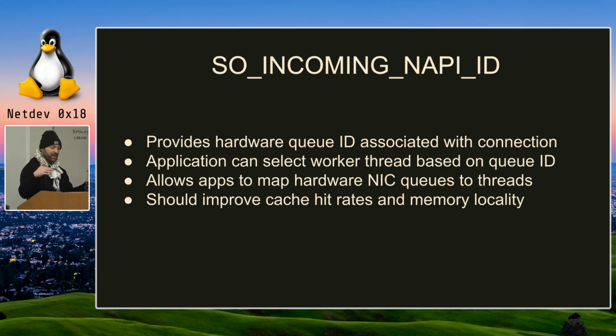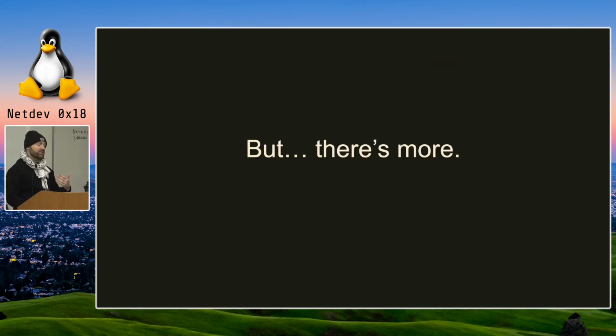And then your application can select which worker thread, based on the QID, should handle that connection. And it allows you, like the man page says, to map apps to NIC hardware queues and threads. And I presume this should improve cache hit rates and memory locality. And I was still going down this rabbit hole, and there's a little more though.